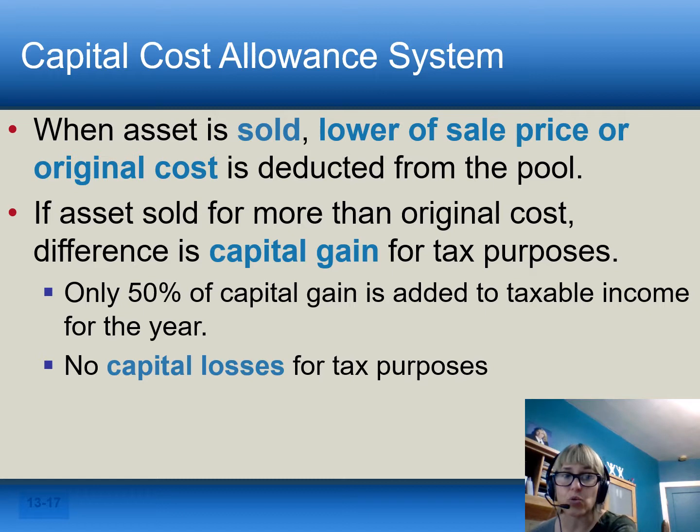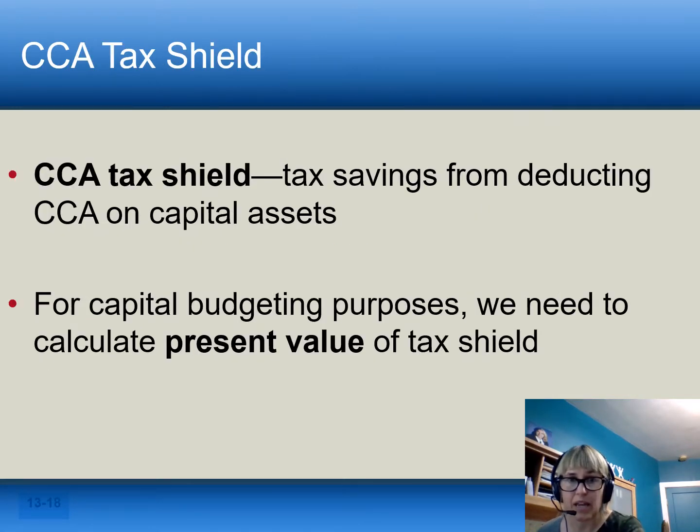Okay, when the asset is sold, the lower of the sale price or the original cost is deducted from the pool. And if the asset is sold for more than the original cost, you have to recognize a capital gain for tax purposes. So corporations must pay capital gains on assets that are sold for more than their original cost. Now, only 50% of the capital gain is added to the taxable income for the year, and then the tax rate is applied to that. There are no capital losses for tax purposes.